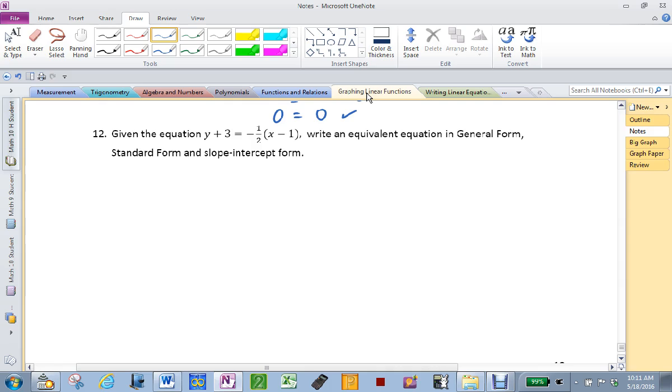Not even a little. So, go ahead. Again, I don't care what order you work in. I personally get general form first usually, because then everything else comes pretty easily out of general form.